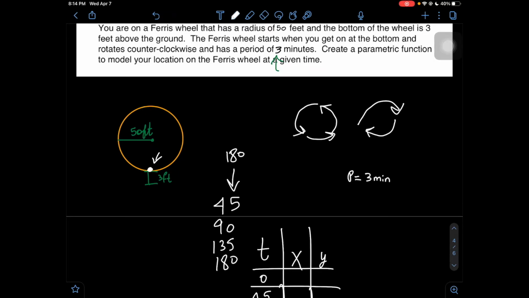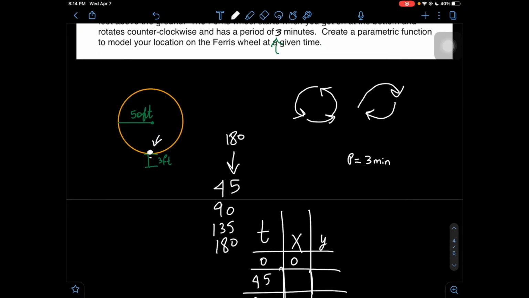We need to find the x that we traveled. Well, we really haven't traveled any x. We haven't gone left. We haven't gone right. We're just at the center. So our x is going to be 0. But our y, we're always 3 feet above. So if you think of this as 0, 0, it's really 0, 3 because we're 3 above our origin, or 3 above the ground. So we're going to call y 3.